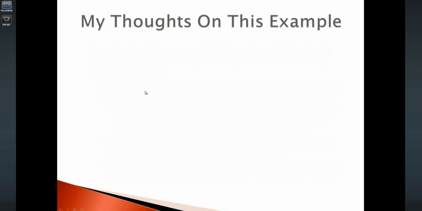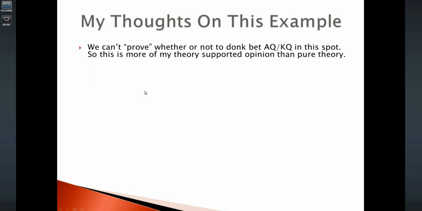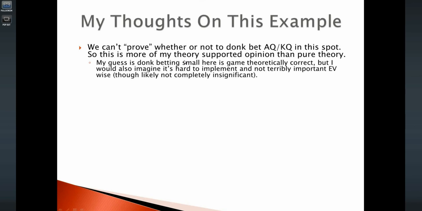So I know I've already kind of been doing it, but I wanted to give you my thoughts on this example. We can't prove whether or not to donk bet ace queen or queen king in this spot. So this is more of my theory-supported opinion than pure theory. But my guess is donk betting small here is game theoretically correct, but I would also imagine it's hard to implement and not terribly important EV-wise, though it's also not going to be completely insignificant.